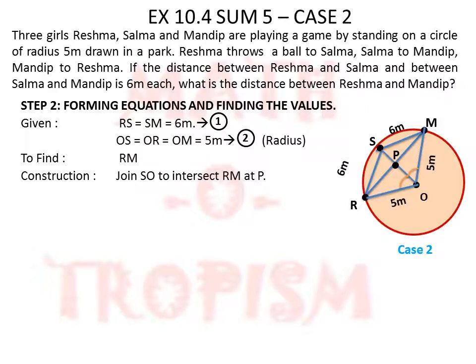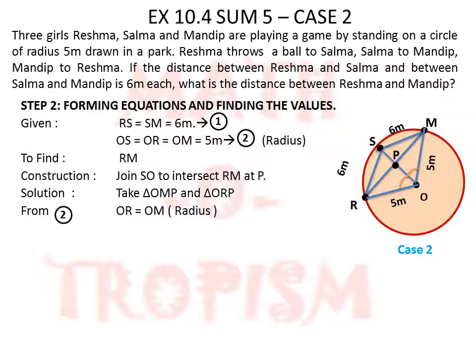So I am joining OS in such a way that it is intersecting at P. So I will take triangle OMP and triangle OPR. Both OM and OR are the radius. OS is common. When we are considering, we cannot consider RP is equal to PM to prove by SSS. So we need to take the included angle. Which is the included angle? Angle MOP is equal to angle POR. That we need to prove.